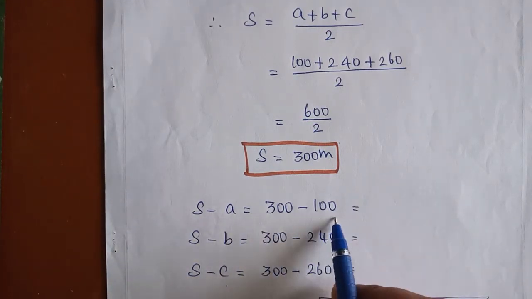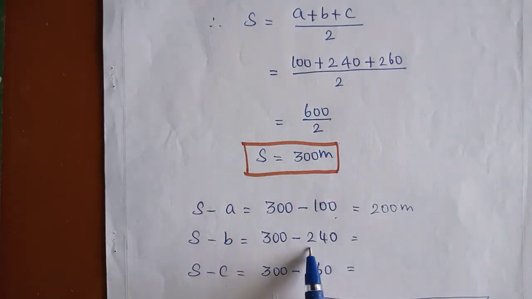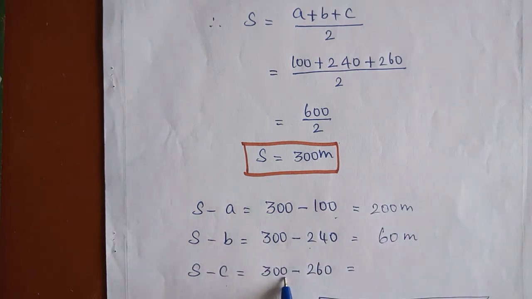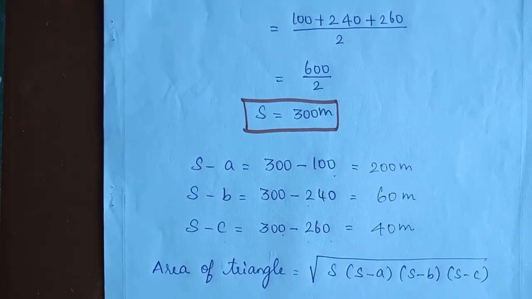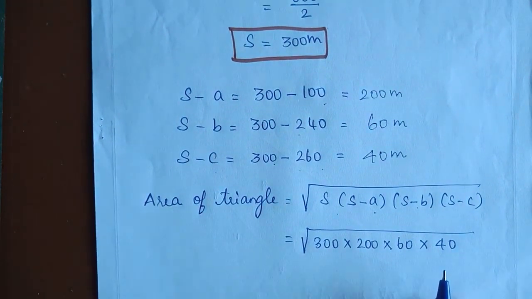So 300 minus 100 is 200 meter. And 300 minus 240 is 60 meter. Then 300 minus 260 is 40 meter. So next you have to find the area of a triangle. So area of a triangle is equal to root of S into (S minus A), (S minus B) and (S minus C) is equal to root of 300 into 200 into 60 into 40.